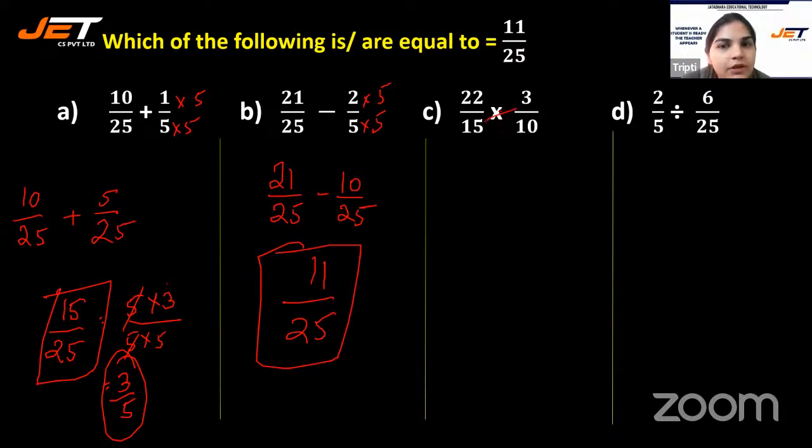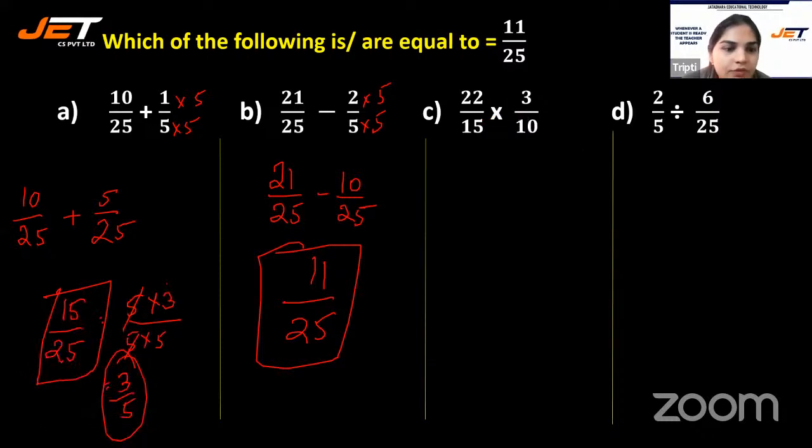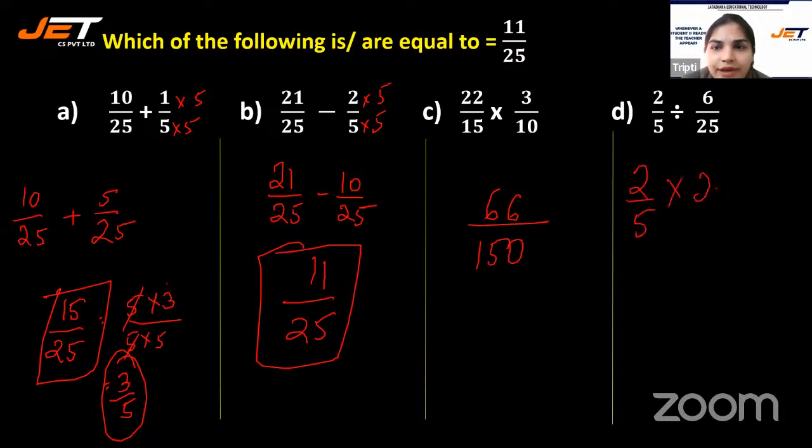Now, next, I don't need to make the denominator same here. So what will I do? 22 times 3, it's 66. 15 times 10 is 150. 2 by 5 times 25 by 6. 2 times 25 is 50. 5 times 6 is 30. This is the answer.